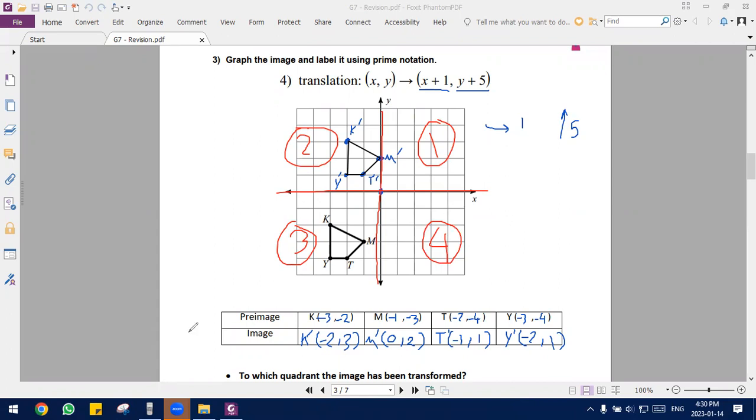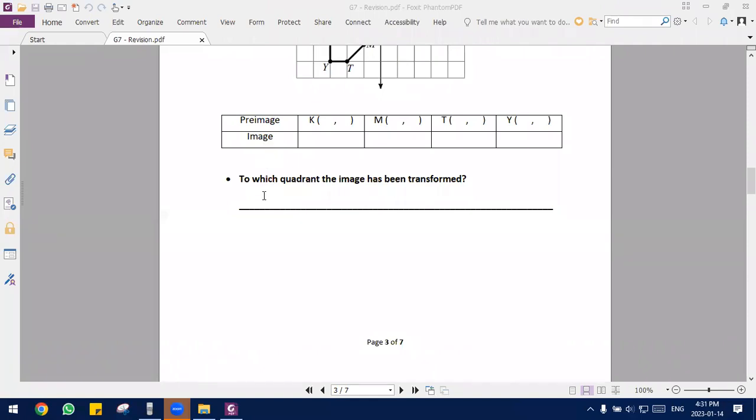So the pre-image was in quadrant 3. But in the question they are asking me, now the image, in which quadrant does it become? So it goes to quadrant 2. So the image is in quadrant 2. So this is the answer. We should say here, they said in which quadrant? The answer is quadrant 2, or the second quadrant.